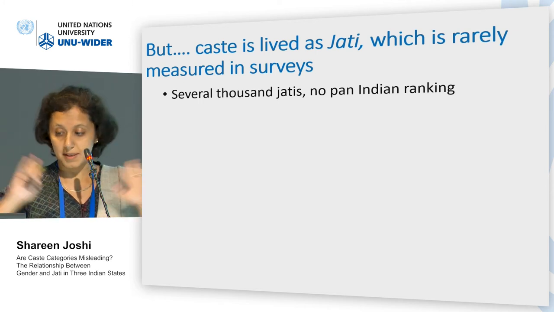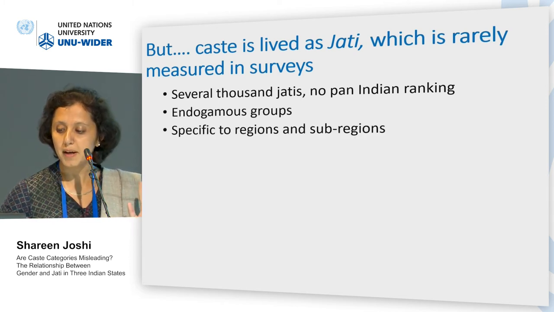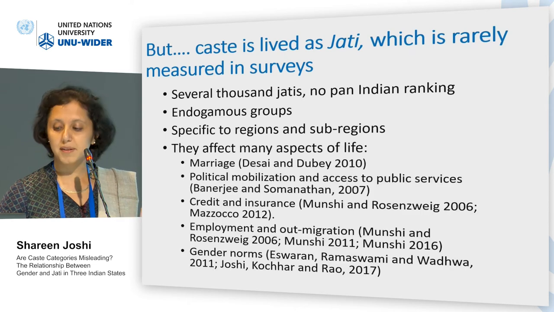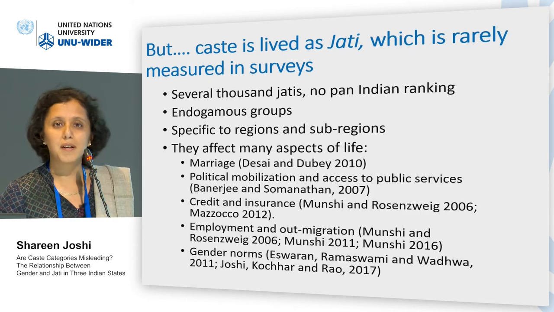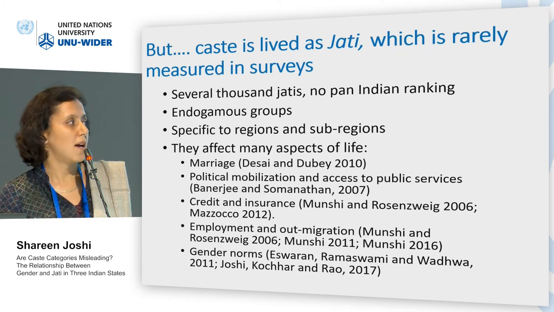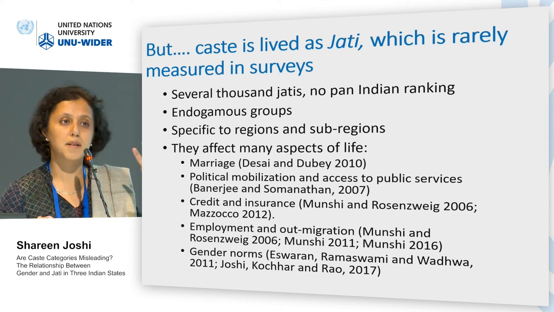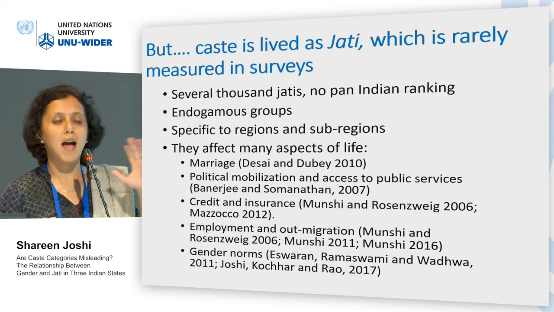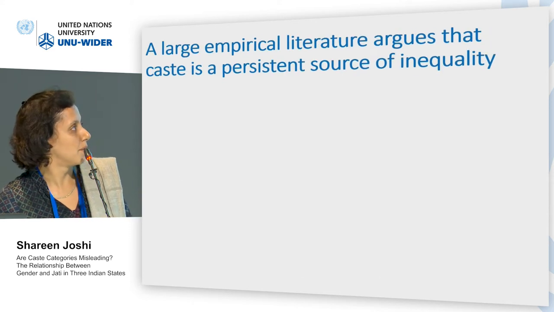There are several thousand jatis. There's no agreed upon way of ranking them. They are specific to regions and sub-regions, and they affect all aspects of life. Right, so marriage is well known, but also political mobilization, access to public services, credit, employment. There's a big literature on the Indian caste system that has used jati as an organizing principle or definition in at least some recent work.